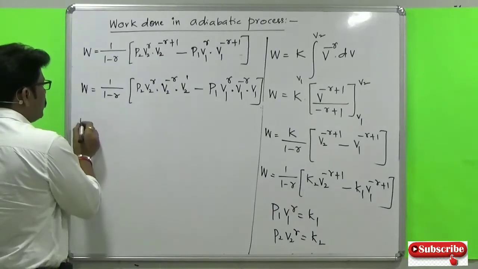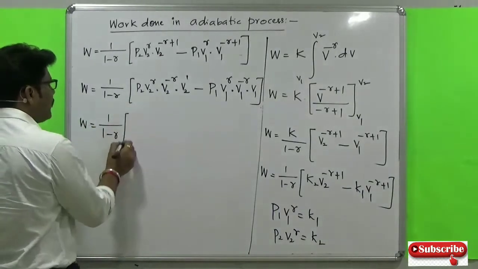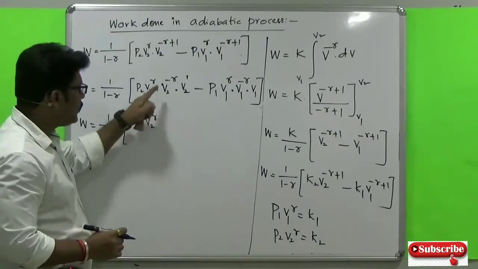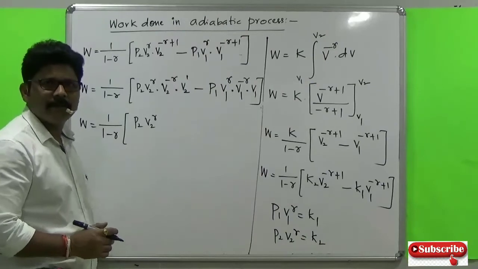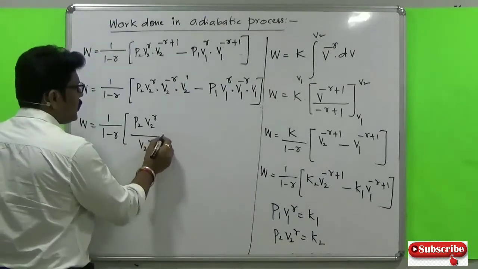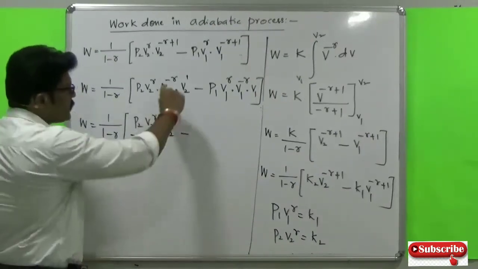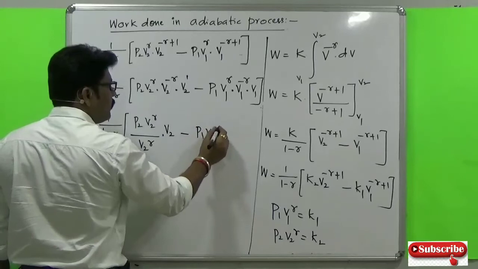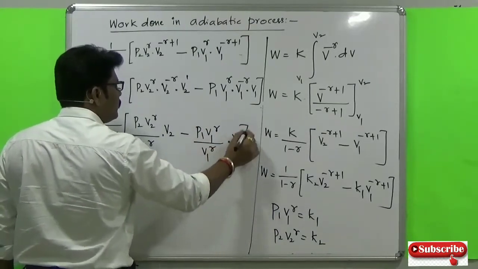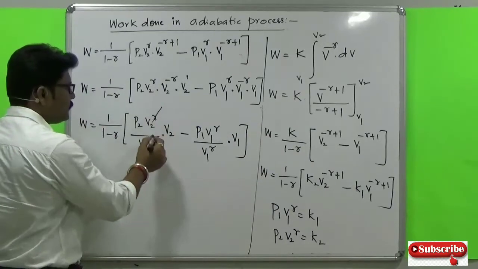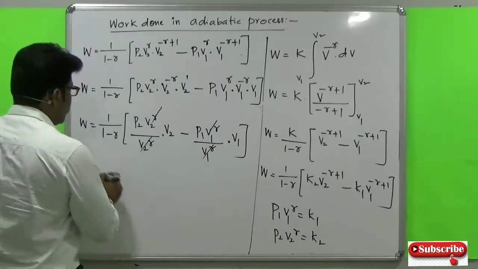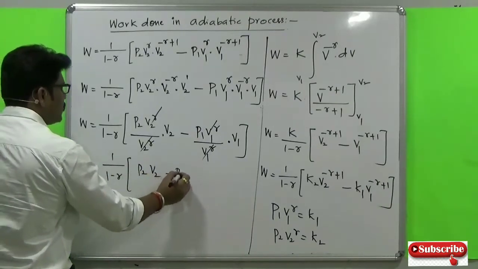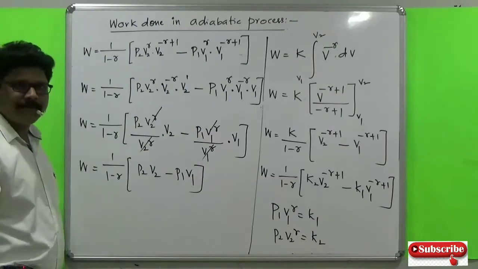अब क्या होगा तुम्हारे को, W is equals to 1 by 1 minus gamma P2 V2 power gamma. इसको नीचे ले जा सकते, डिनोमिनेटर को ले सकते ना, we can take to denominator, then by V2 power gamma into V2, minus, सही बात है ना, so this is minus taking to denominator, then P1 V1 power gamma by V1 power gamma into V1 हो गया. अब ये दोनों कैंसिल हो जाएगा, अब क्या बच गया देखो, so W is equals to 1 by 1 minus gamma into P2 V2 minus P1 V1, ऐसा लिख सकते हैं ना.